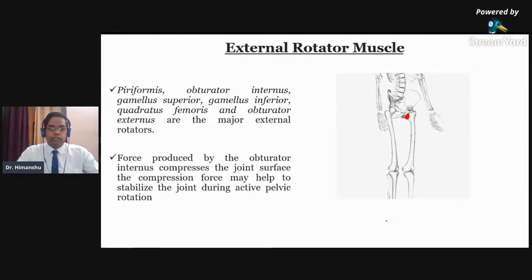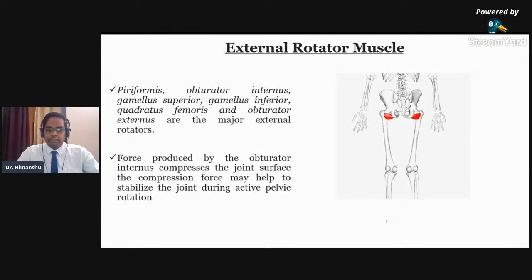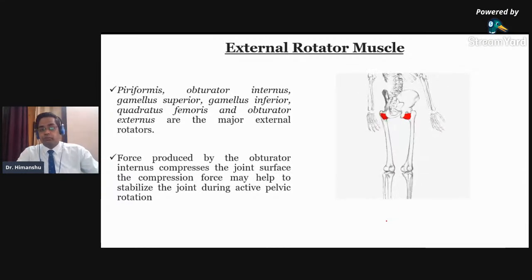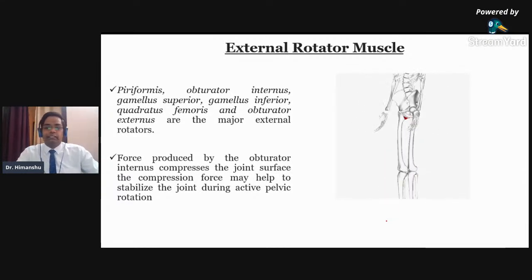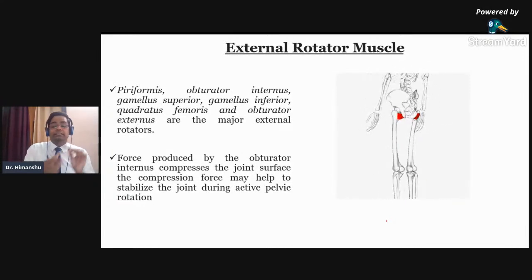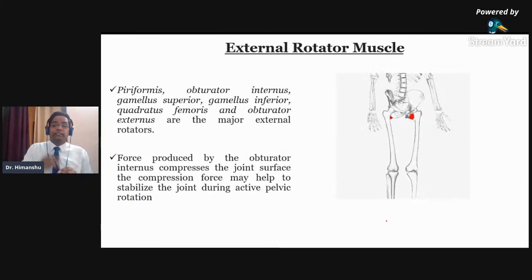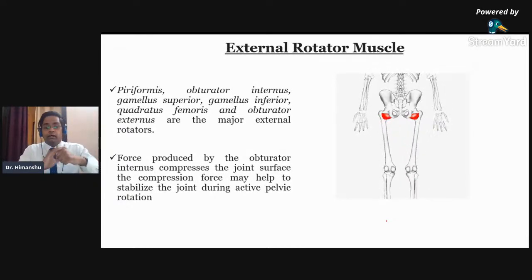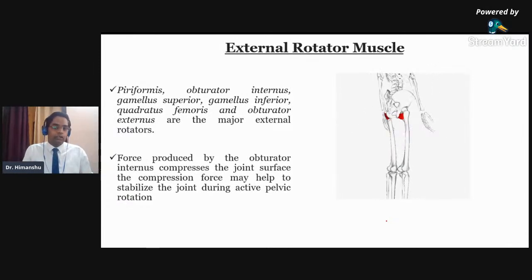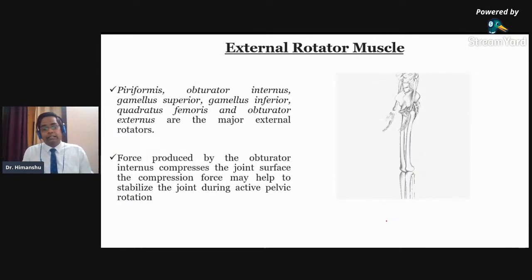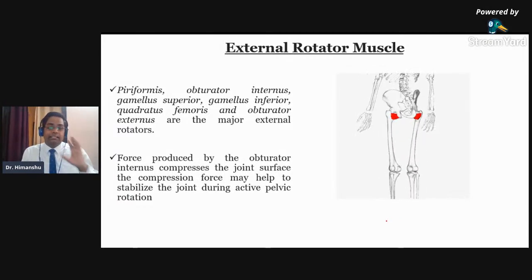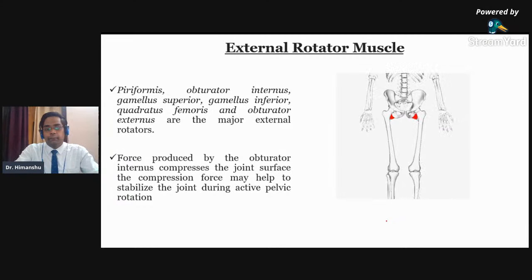Now, the force produced by the obturator internus compresses the joint surface. The compression force may help to stabilize the joint during active pelvic rotation. I told you earlier also, the direction of force for all the muscles is superior, such that the articular surface of the femur gets fixed into the acetabulum cavity. So all these muscles tend to apply a force such that static and dynamic stability can be equally provided to the hip joint.